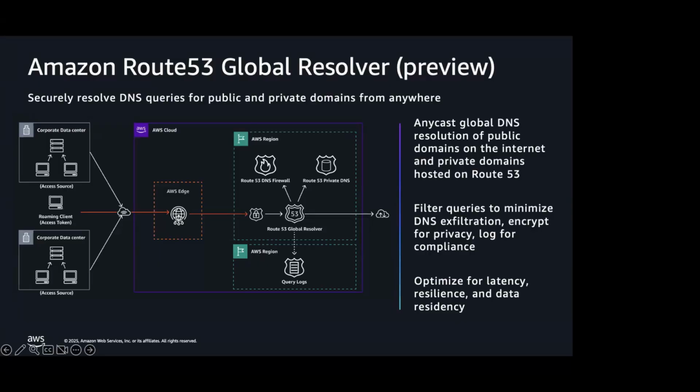When you provision global resolver, you get dedicated anycast addresses for your resolver. Those will work from anywhere in the world, and they will route those queries to the nearest AWS region to be answered. What this gets you is, if you have branch offices, data centers, remote employees, you can point everybody to the same IP address for their DNS resolution.